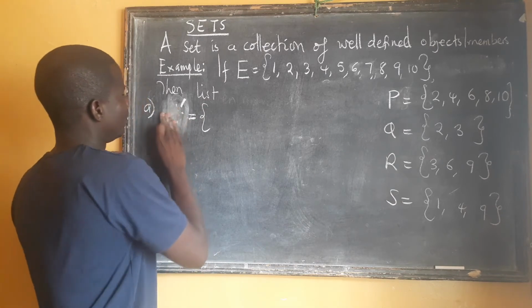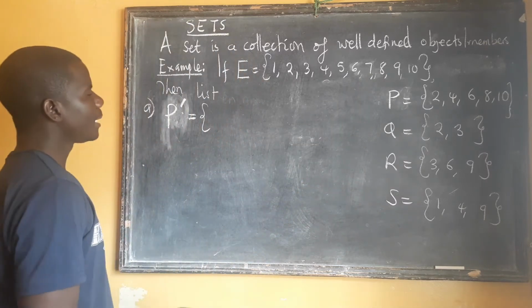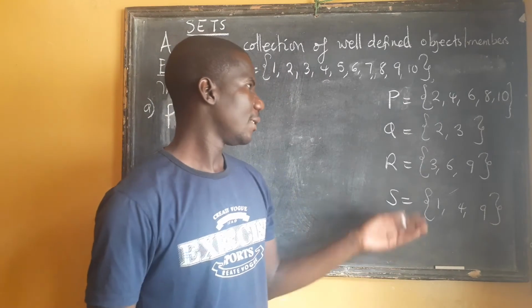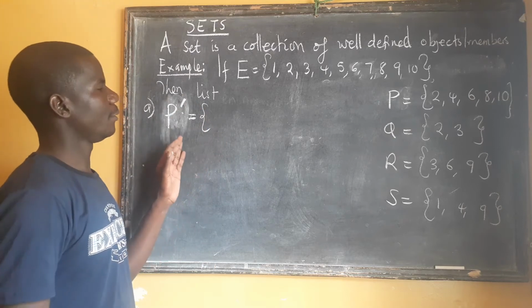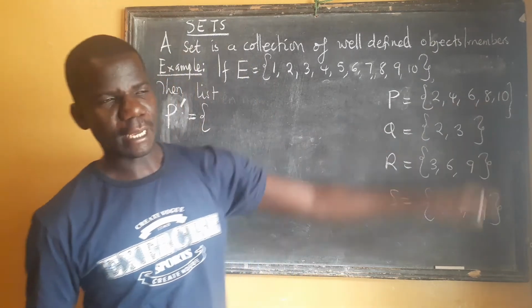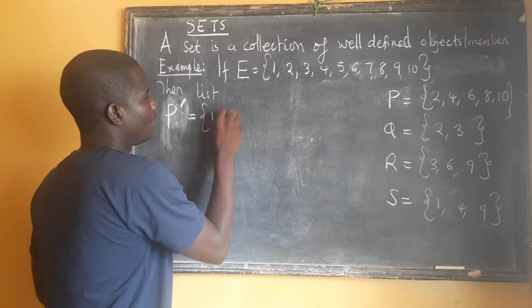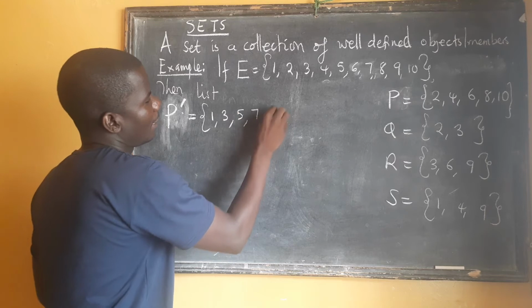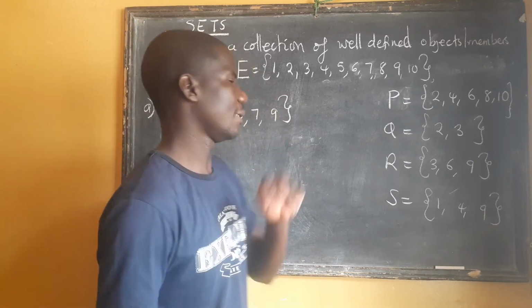Excuse me. We do not have A here. Let's work with the elements that are not in P. P complement are elements that are not in P. So what are those elements? You look at what we have in P. Make sure that this should not be there. So we have 1, 3, 5, 7, 9. These are the elements that are not in P.